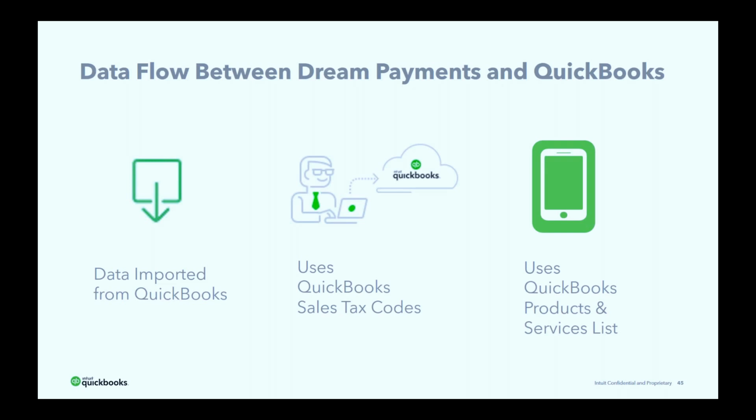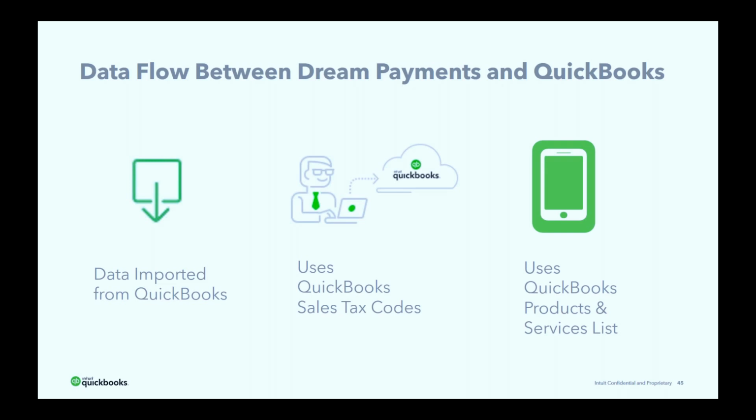So the data that flows between Dream Payments and QuickBooks: Dream Payments automatically imports QuickBooks sales tax codes and your products and services listing. It reads the sales tax codes directly from QBO, ensuring that every item's sales taxes are imported properly into QBO. And it sells items directly from your QuickBooks products and services lists.